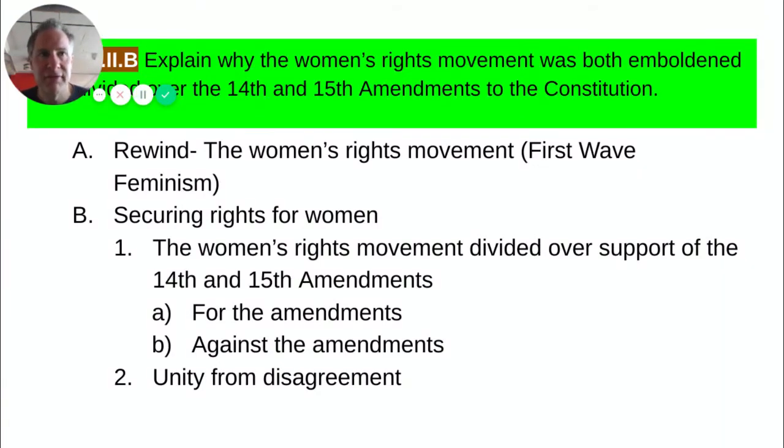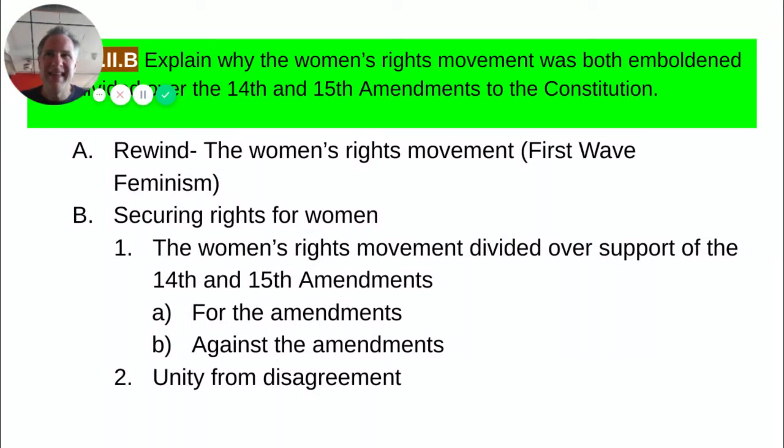And there was a lot of frustration that former abolitionist leaders like Frederick Douglass did not pressure the federal government to put sex in the 14th and 15th Amendment, but they argued that that would be too much and people would not ratify those amendments if they also included sex. So the women's rights movement really splintered into two factions over how these amendments were going to be done.